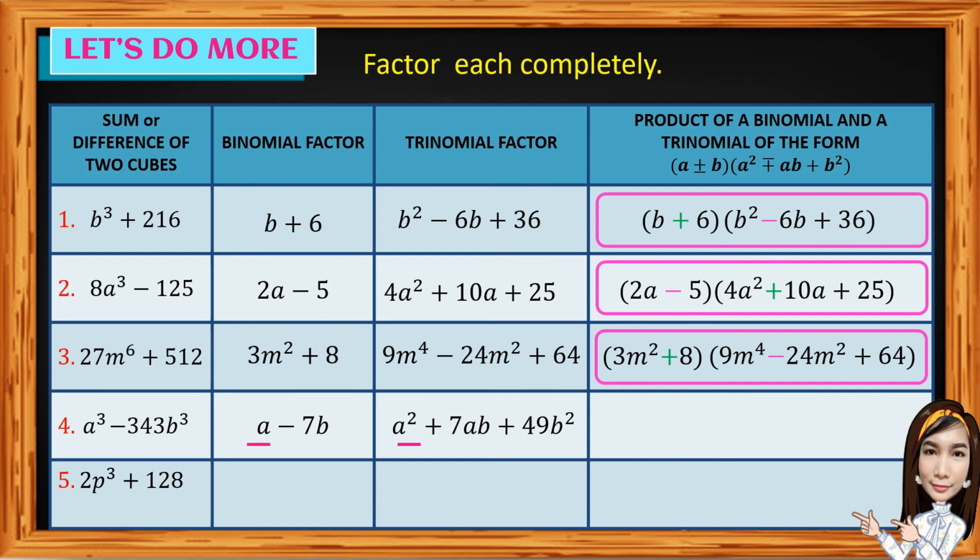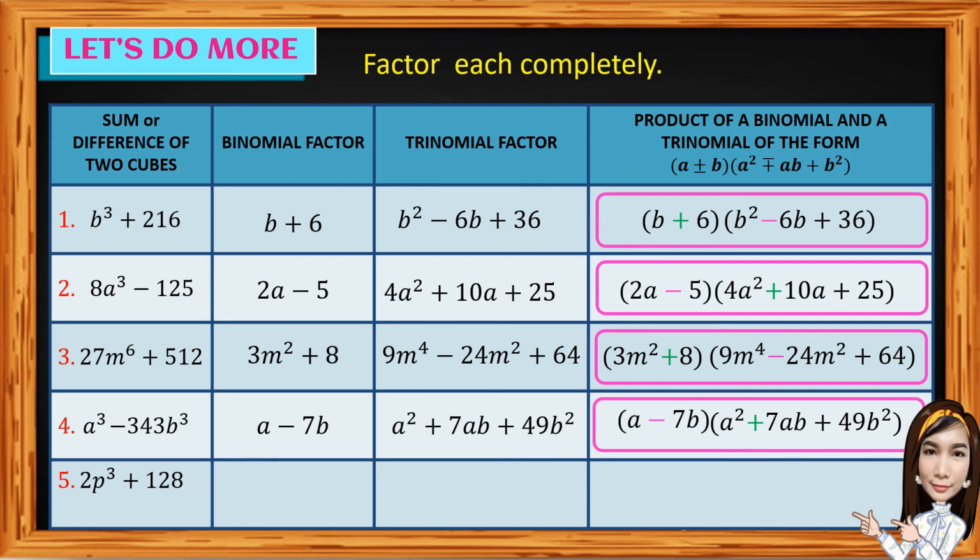Then square the first term, a, we have a squared. Multiply the first and the last term, a times 7b, we have 7ab. Then square the last term, we have 49b squared. So the factored form is the quantity of a minus 7b times the quantity of a squared plus 7ab plus 49b squared.